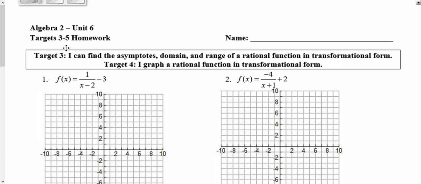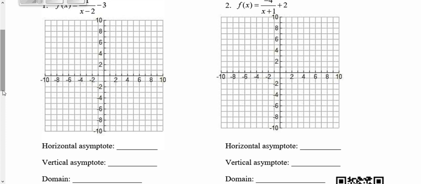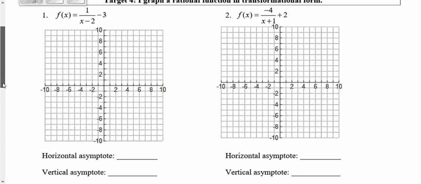Here's your homework, numbers 3 through 5, so we're going to be practicing some graphing here. Before I get to the graph, I always like to start with the horizontal and vertical asymptote. We can go ahead and do the domain and range as well.